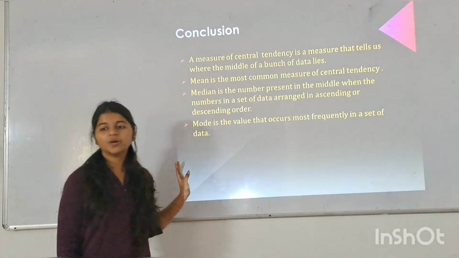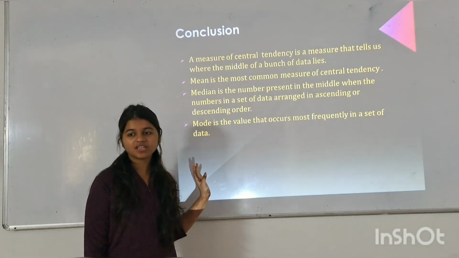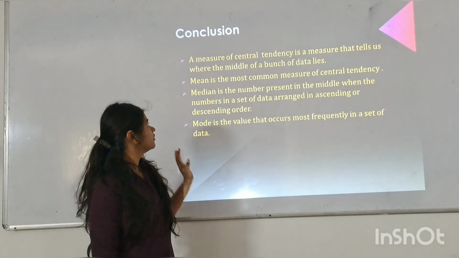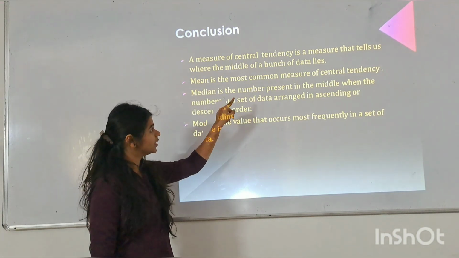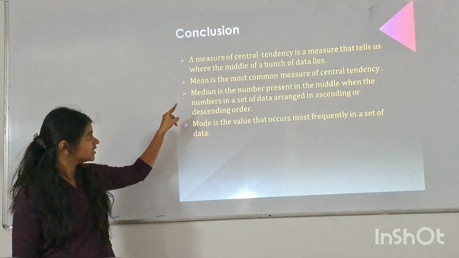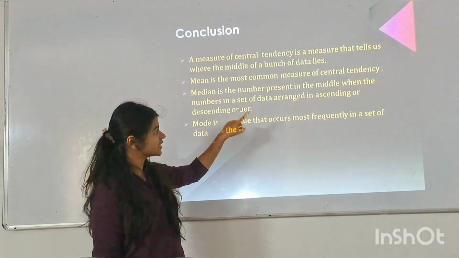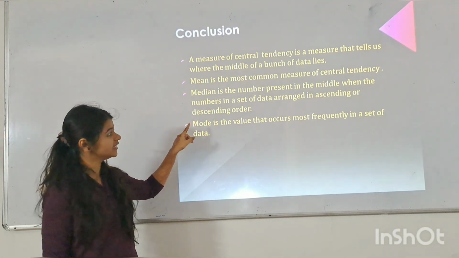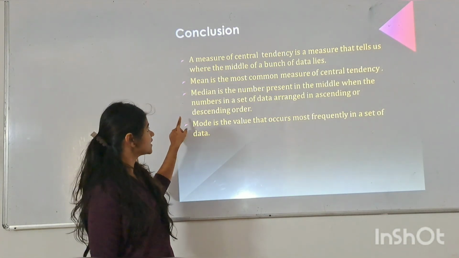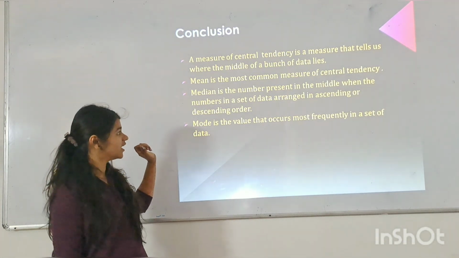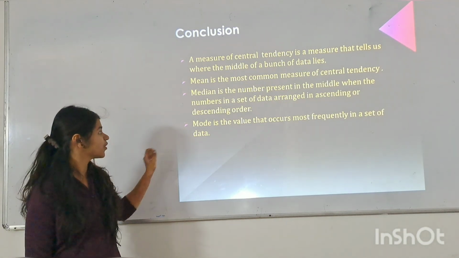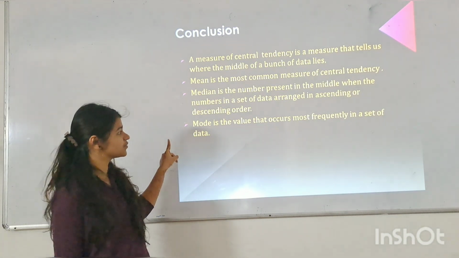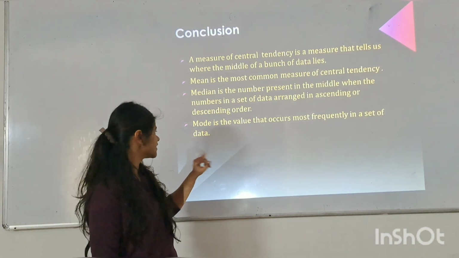Conclusion. A measure of central tendency is a measure that tells us where the middle of a bunch of data lies. Mean is the most common measure of central tendency. Median is the number present in the middle when the numbers in a set of data are arranged in ascending or descending order. Mode is the value that occurs the most frequently in a set of data.